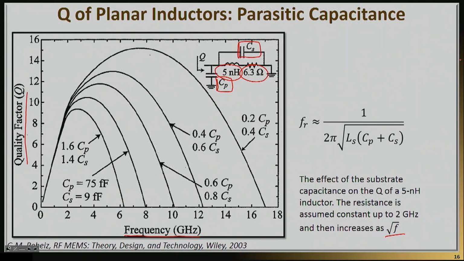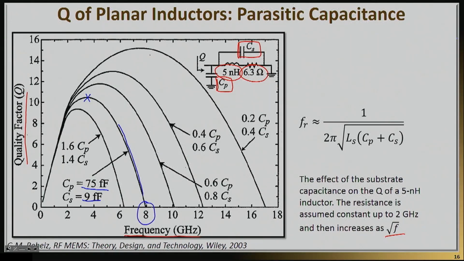First of all, this blue line right here is drawn for a capacitance to the substrate of 75 femtofarads and series capacitance of 9 femtofarads, which I would say are fairly typical numbers. And what you will see is that in this case, you're hitting a maximum Q of about 10, which is again very typical for an RFIC inductor, and a self-resonance frequency of about 8 gigahertz.